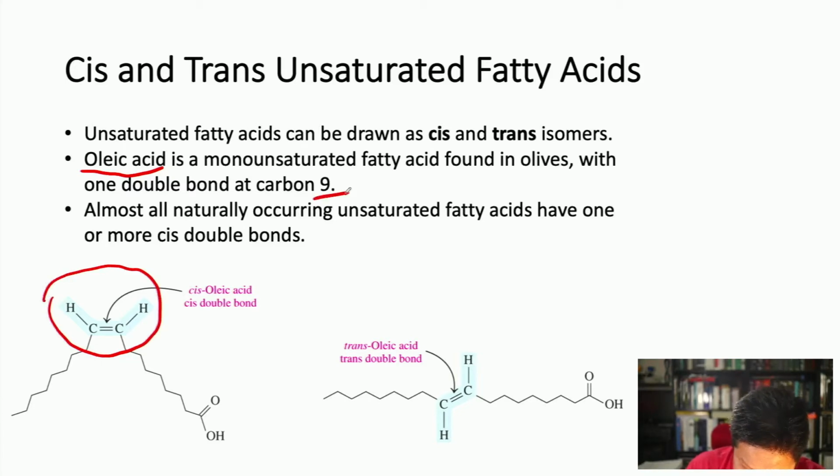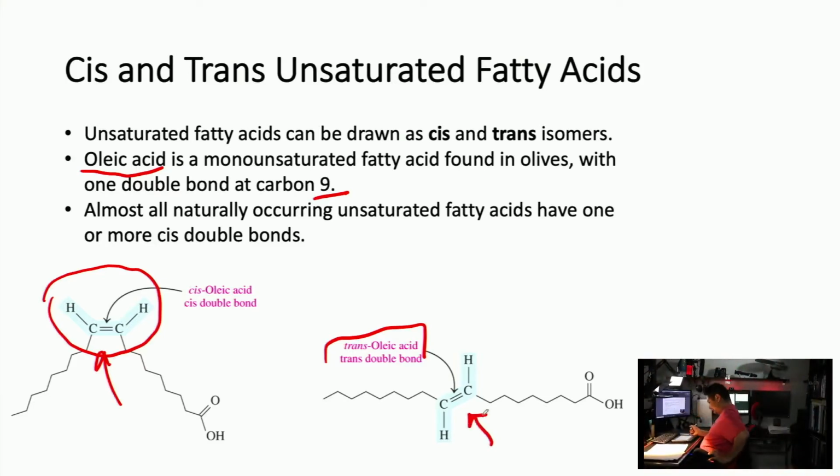Turns out, though, you can also draw oleic acid as a trans double bond, okay? So the difference here is that in the cis double bond, it puts a kink in the long fatty acid chain, right? Whereas when it's trans, it stays straight, as if it were saturated, okay? But most naturally occurring unsaturated fatty acids will have one or more cis double bonds, right? And we'll talk a little bit more about trans double bonds and fatty acids a little bit later. All right.